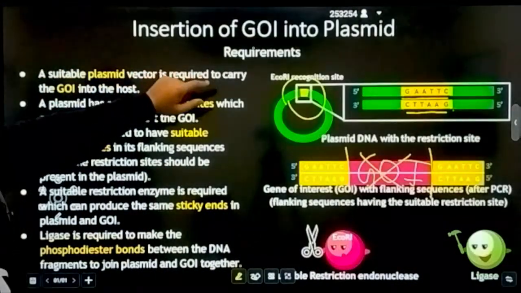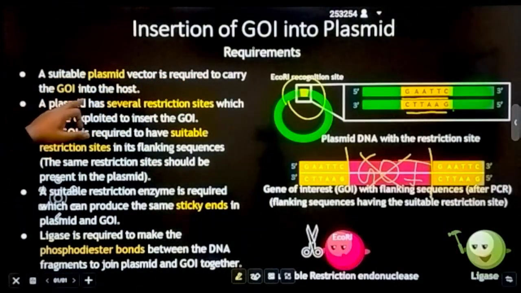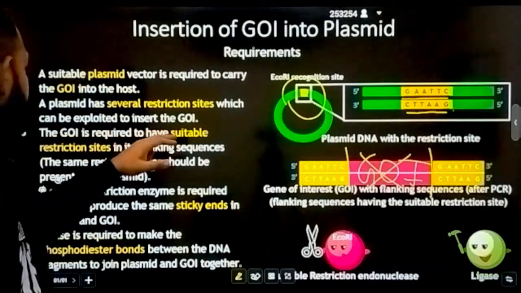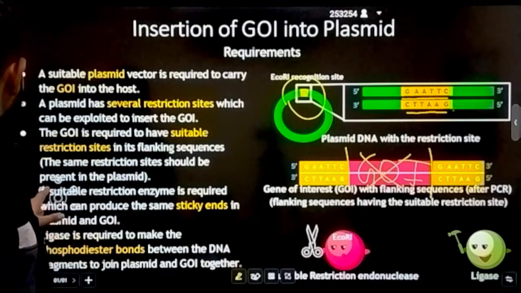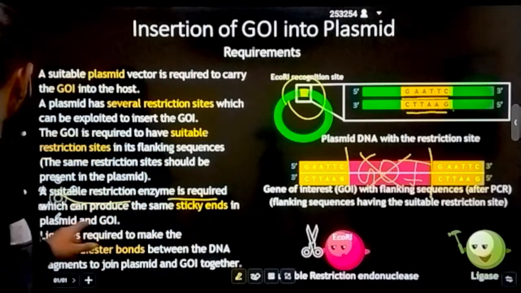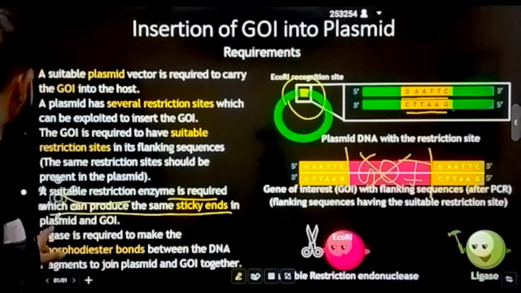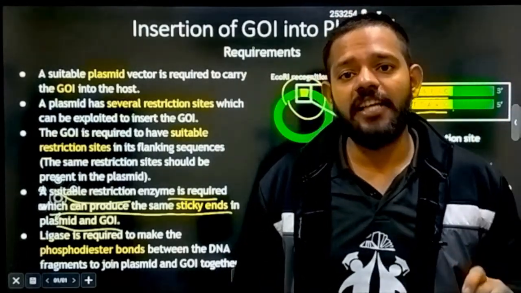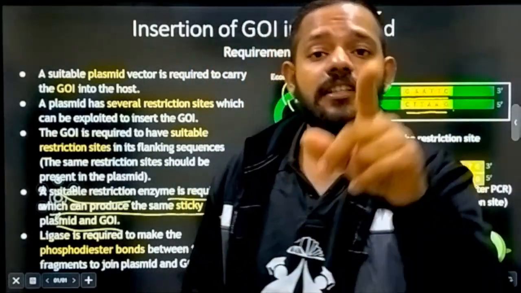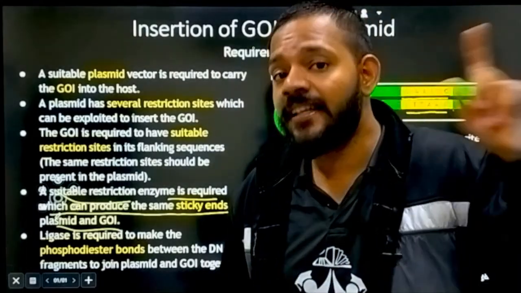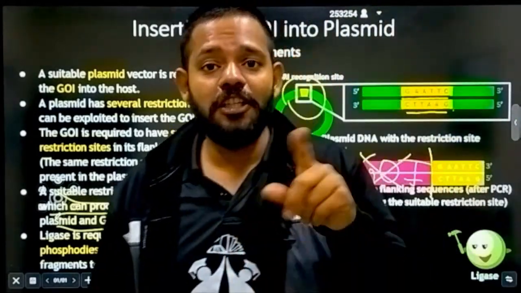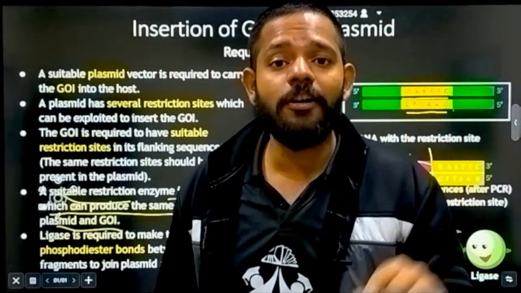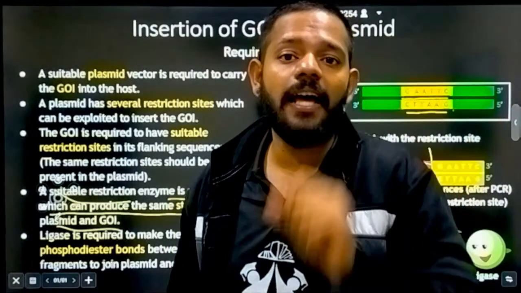So a suitable plasmid vector is required for carrying the GOI into the host. A plasmid has several restriction sites which can be exploited to insert the GOI. The GOI is required to have suitable restriction sites in its flanking sequences. A suitable restriction enzyme is required which can produce the same sticky ends in the plasmid and GOI. If the site has an EcoRI recognition site, then you have to take EcoRI restriction enzyme. If it has the sites for HindIII, then you have to take HindIII. If it has the recognition site of SalI, then you have to take restriction enzyme SalI.